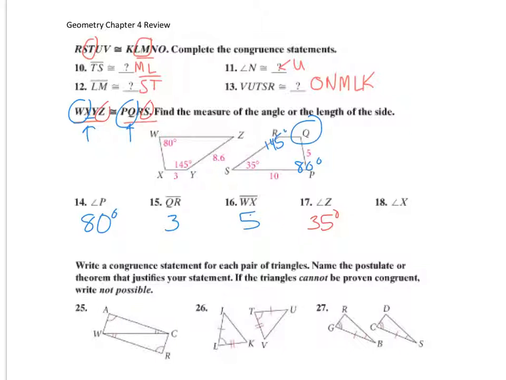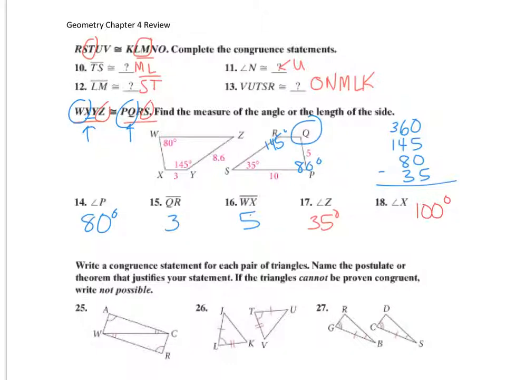So I have to use last chapter: that's a quadrilateral, it's 4 sides. So it's 360 minus 145 minus 80 minus 35 is equal to angle X, which is 100 degrees.